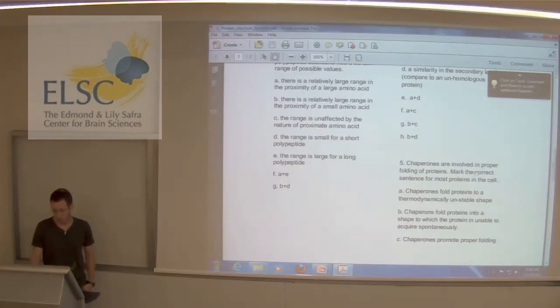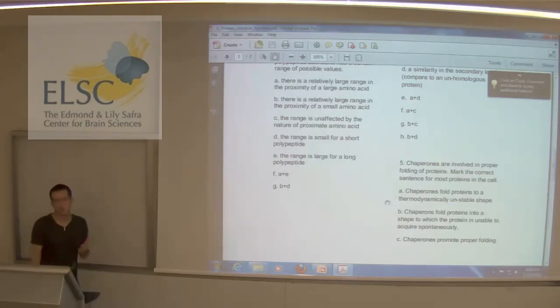Okay, 5. Chaperones are involved in proper folding of proteins. Mark the correct sentence for most proteins in the cell. So A, chaperones fold proteins to a thermodynamically unstable shape. This is not correct, incorrect. B, chaperones fold proteins into a shape which the protein is unable to acquire spontaneously. So this is also incorrect.